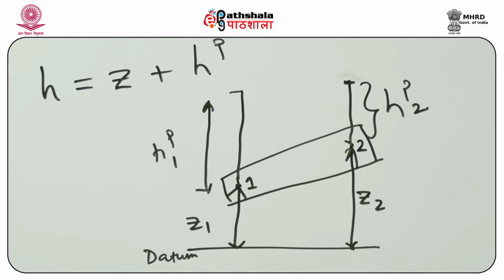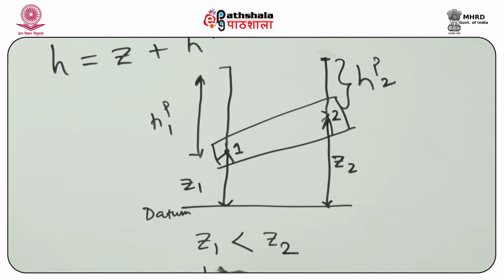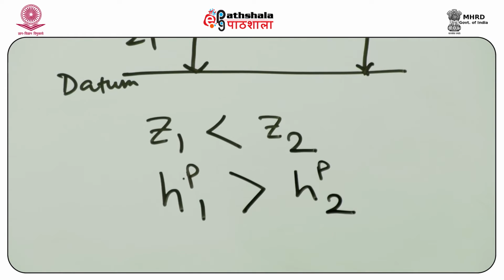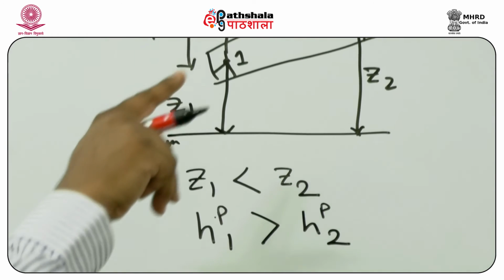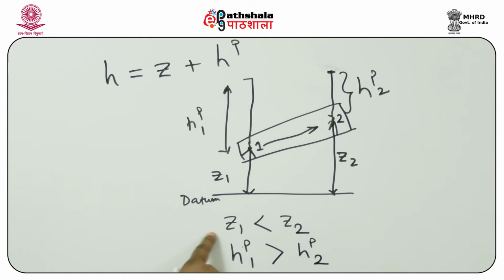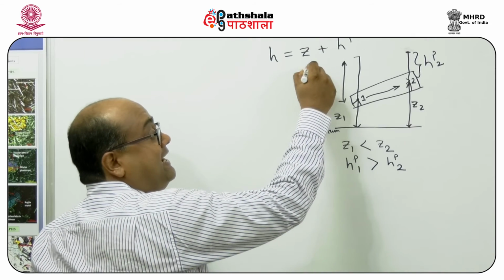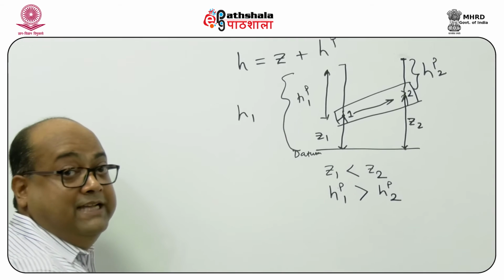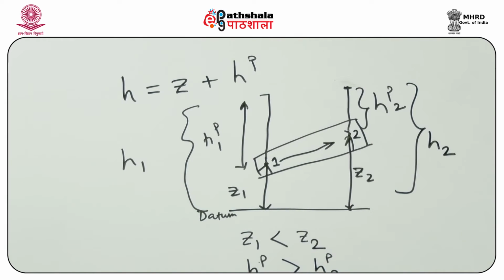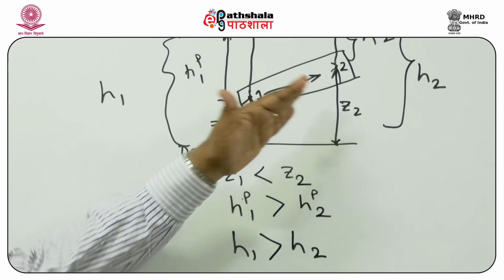And in this case, what are the conditions? I see that Z1 is actually less than Z2 and HP1 is greater than HP2. Now, in spite of being tilted in this direction, the water is going to flow from point 1 to point 2 in spite of the differences in the elevation. So it seems like the water is moving uphill. The reason is that if I take the sum total, which is H1, the hydraulic head of point 1, and the sum total for point 2, H2, because H1 is greater than H2, the water is going to move up the gradient.